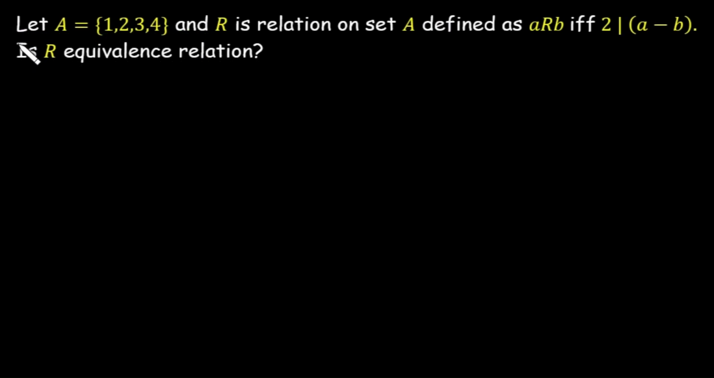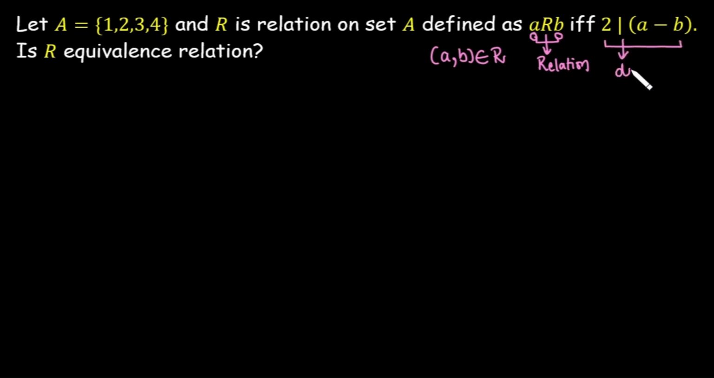Let's take one more example. Here we have taken the set that contains the four elements 1, 2, 3, 4 and the relation is defined as A is related with B. So we read it as the element A is related with the element B with respect to the relation R. So it is also written in the form of ordered pair A, B that belongs to the relation R, if and only if 2 divides A minus B.